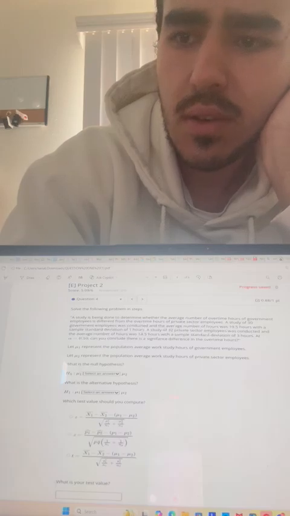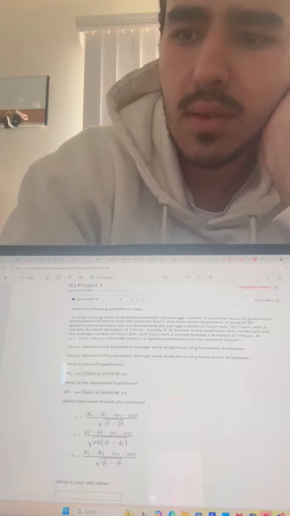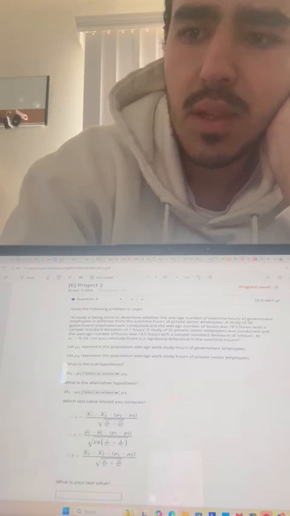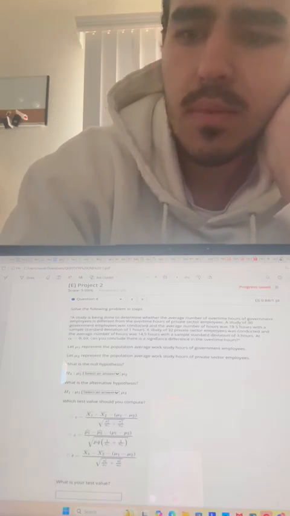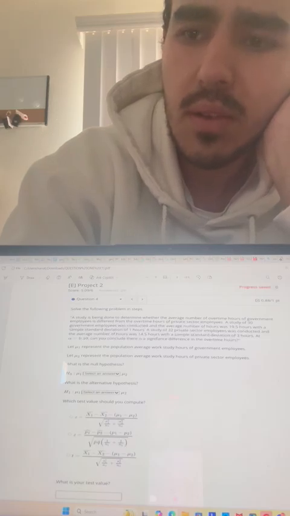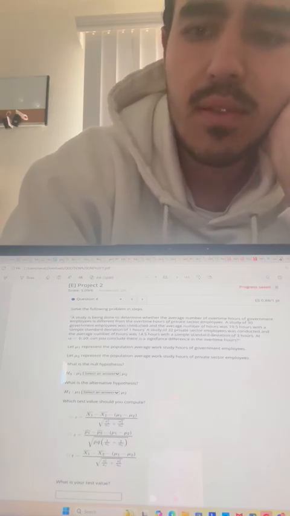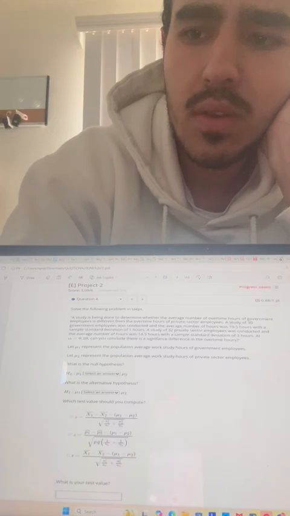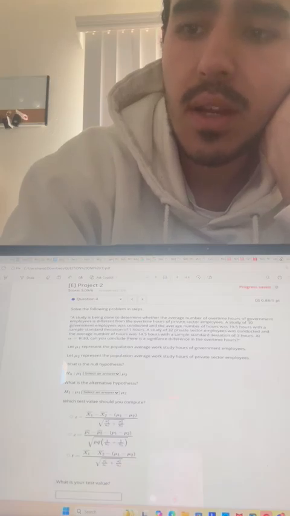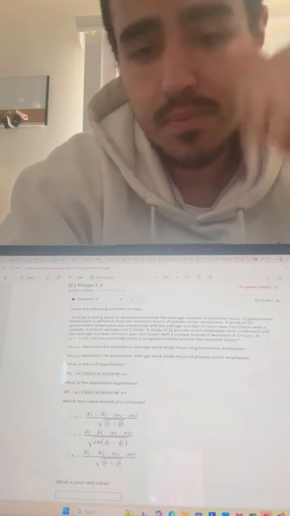The critical values are approximately plus or minus 1.671. Since the test value of negative 1.107 falls between the critical values, we fail to reject the null hypothesis. This indicates that there is not enough evidence at the 0.10 significance level to conclude a significant difference in overtime hours between the two groups. Question 5.